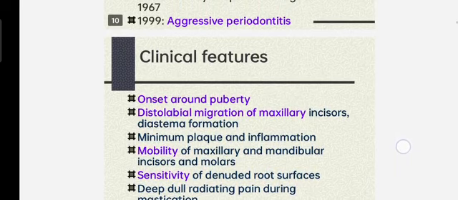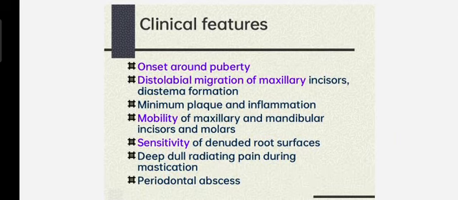Clinical feature. Important clinical feature is onset around puberty. It is very important to learn that it starts around the age of puberty and mostly in localized aggressive periodontitis, central incisors and molars are affected. The disease will progress very rapidly and distolabial migration of incisors will be seen, followed by diastema formation. And although it is spreading so severely and rapidly, a minimum amount of plaque will be there.